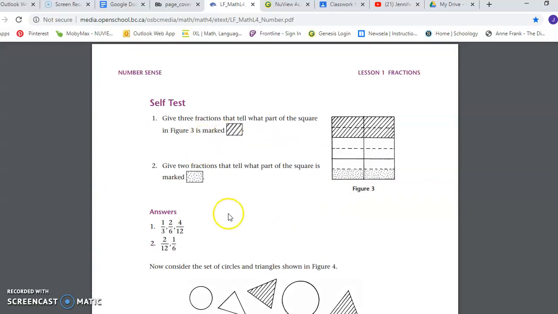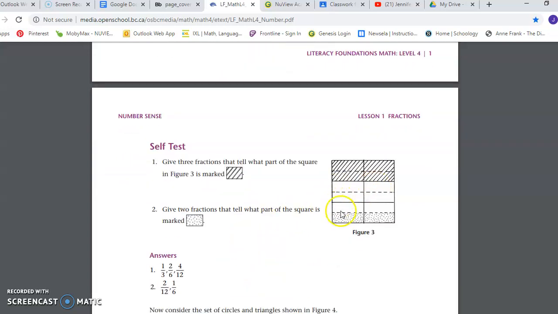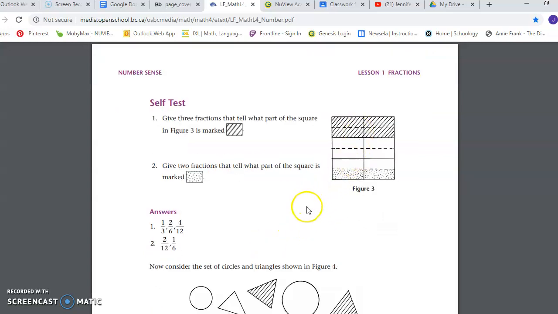So now when you have your self-test, they give you the answers here in this textbook, so don't look at them right away if you can. Try to hide them. I know, it's hard. So what do we have here? We have 1, 2, 3, 4, 5, 6, 7, 8, 9, 10, 11, 12. So 12 will be your bottom number, but they want to know how many is marked with the lines. So 1, 2, 3, 4. So your answer is going to be 4 over 12.